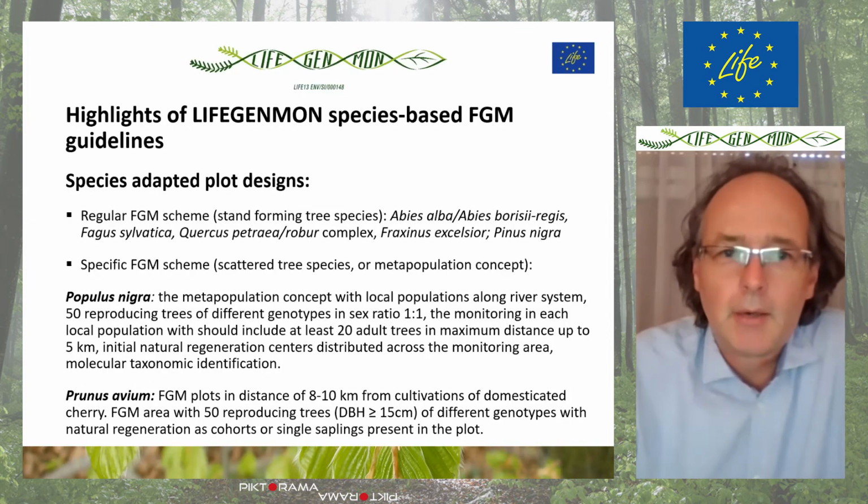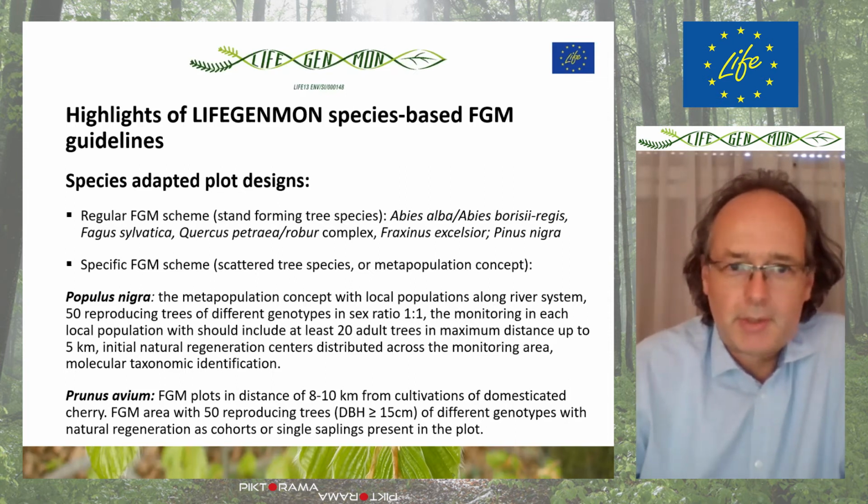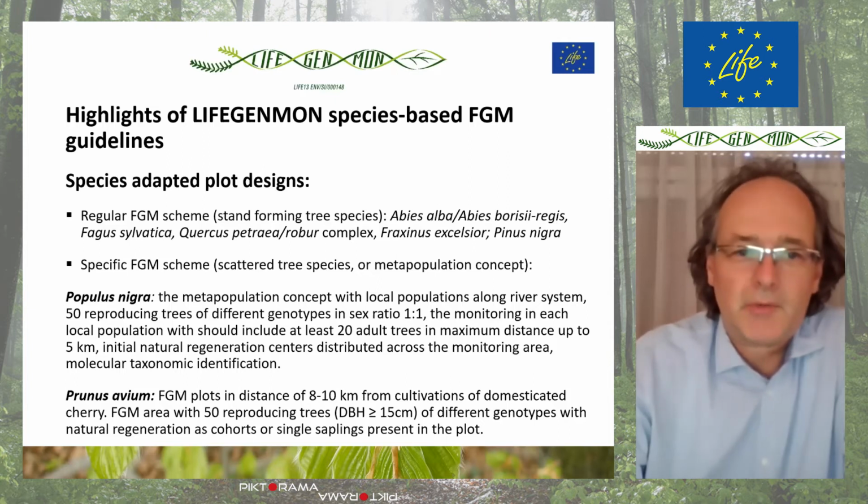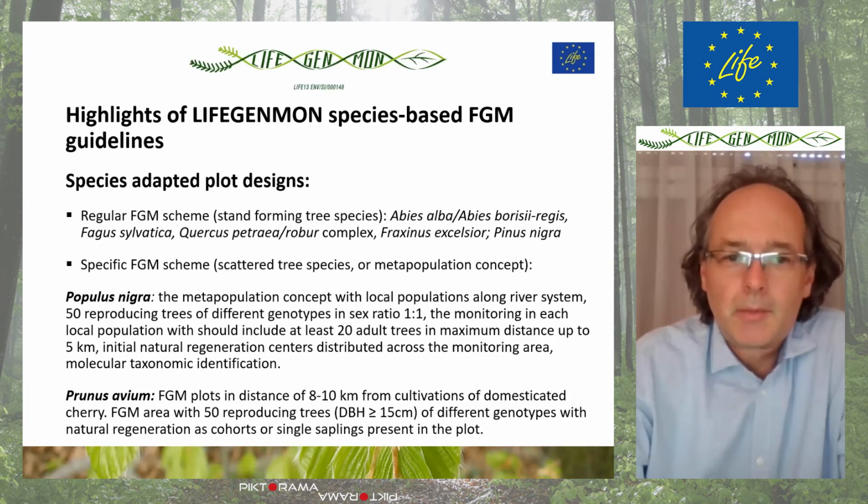Different species have different characteristics. A unique genetic scheme is not possible for all species. For stand-forming species, a regular plot design is used, while for scattered tree species, specific forest genetic plot designs are developed. For example, for Populus nigra, we follow the metapopulation concept with local populations along the river system, while for Prunus avium, it's very important that forest genetic plots are at a distance of 8 to 10 kilometers from cultivation of domesticated cherries.